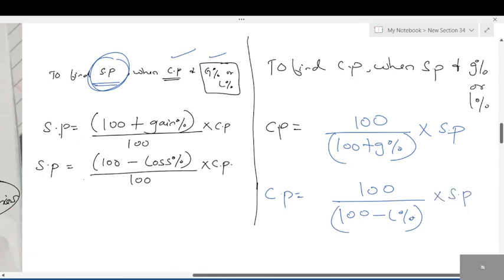Can you see the difference? When selling price is given, gain is in the numerator, right? When we need to find the cost price, where is gain and loss, students? Numerator or denominator? It's in the denominator, right? Yeah, both are interchanged. Yes, copy this. We'll try to solve the questions.